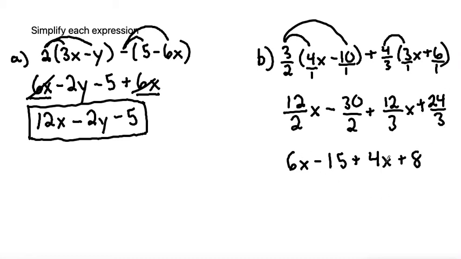At this point, we can combine any like terms we have. Notice that we have a 6x and a 4x, so those are like terms since each of them just has an x. Adding the two coefficients, we get 6 plus 4 is 10. So that makes 10x, and these terms are gone.